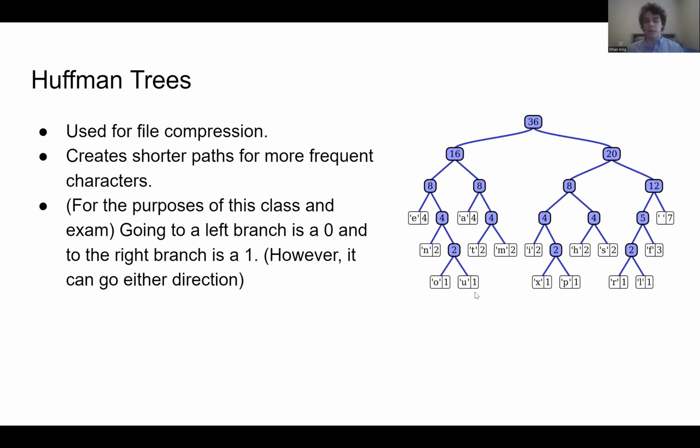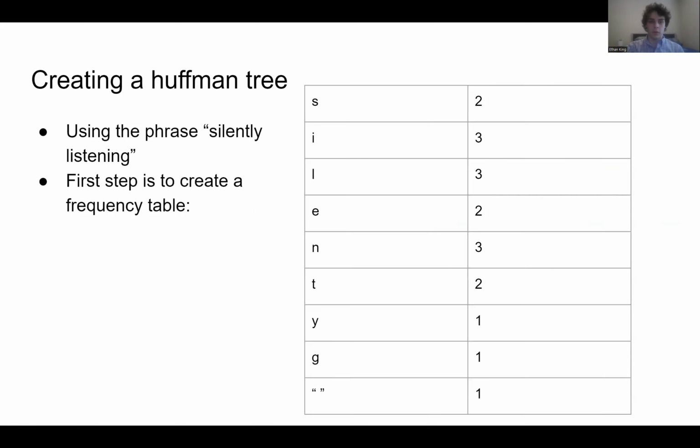And then for the purposes of this class and exam, going to the left, we're going to count as a 0 when we're decoding and encoding. And going to the right is going to be a 1, but in the real world, it can go either direction. So, all right, how do we create a Huffman tree?